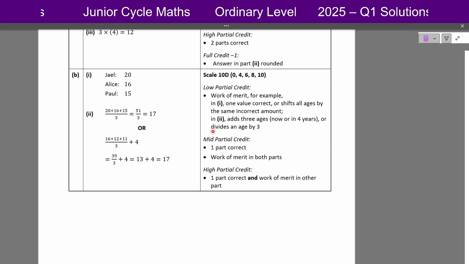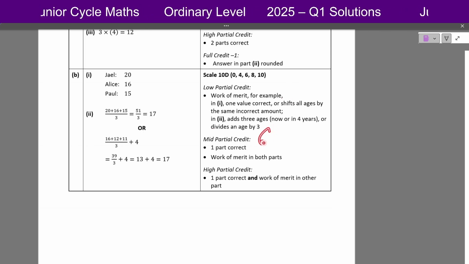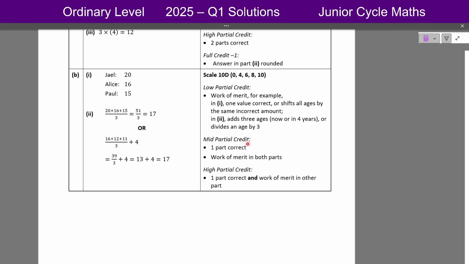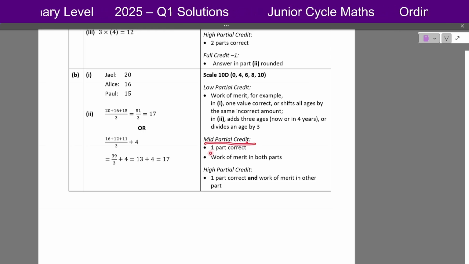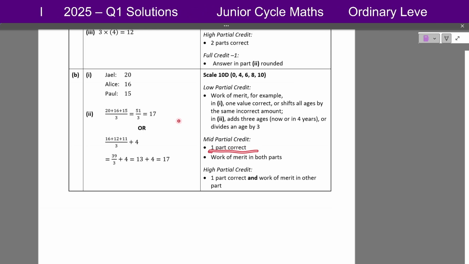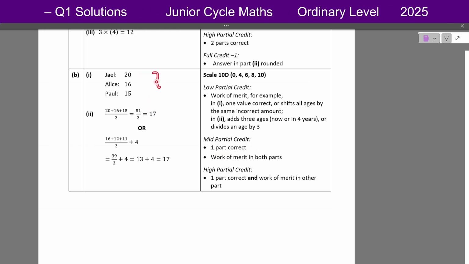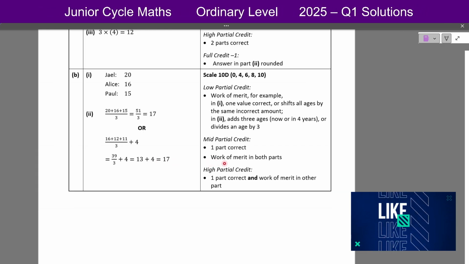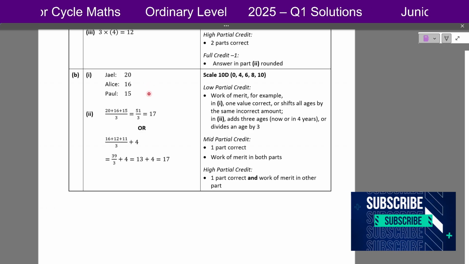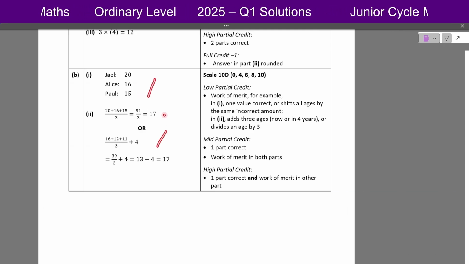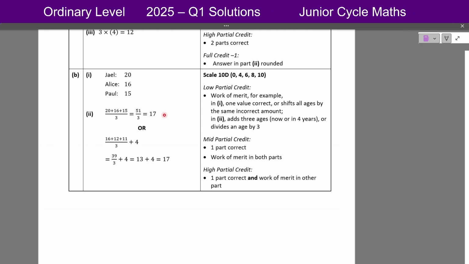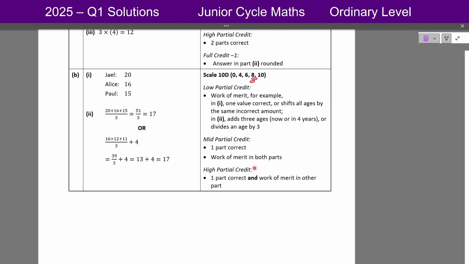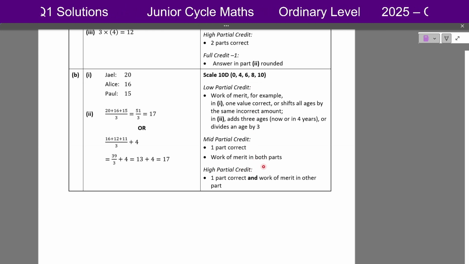Also we can get 6 out of 10, which is called mid partial credit. Mid partial credit in that case is when we show only the correct answer for one part, only one part, or when we show work of merit in both parts. For example, some calculations in this part and some calculations in that part, we will get 6 out of 10.